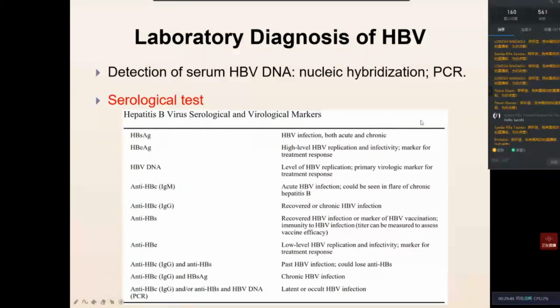But if you can detect the antibodies, it will mean different thing. Maybe there was some infection before, or that the patient got vaccine before. And those vaccine we'll talk about later. HBV vaccine contains the surface antigen. Okay, so this is a laboratory diagnosis.